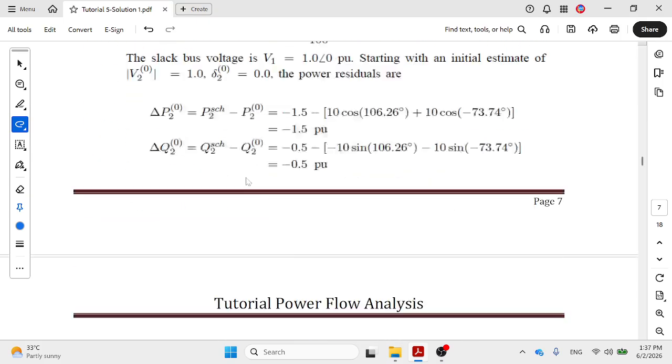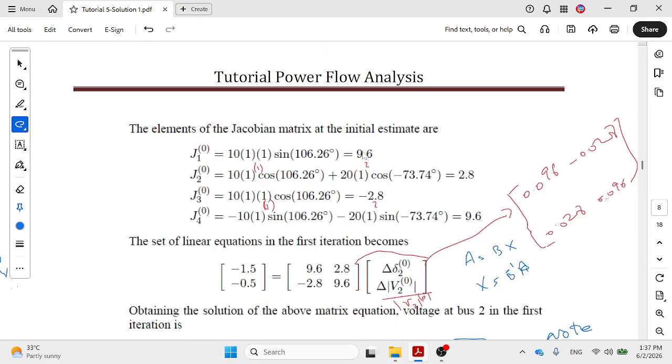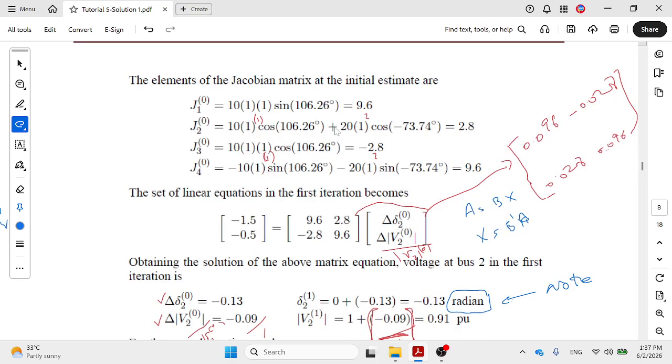Then we have to construct and substitute V1, V2 and find out the Jacobian matrix value. So you can see here 9.6. Since it is 1, nothing changed, I just leave it. So J1 is 9.6, and J4 also is 9.6. You can see J1 and J4, and then J2 and J3 are 2.8 and minus 2.8.